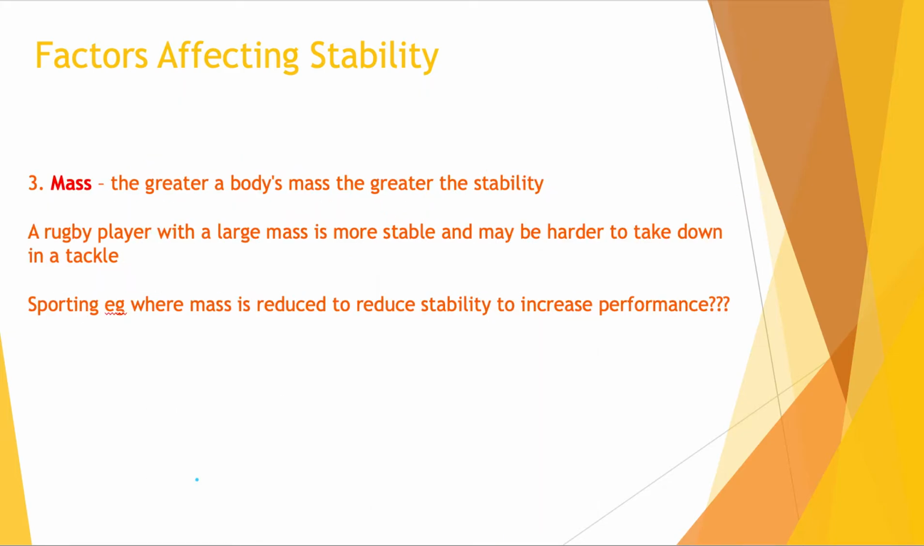Okay, factor number 3 is mass. The greater the mass of the body, the greater the stability. So a rugby player with a large mass is more stable and may be harder to take down in a tackle. Can you think of a sporting example where a performer minimises their mass in order to reduce their stability and increase their performance?